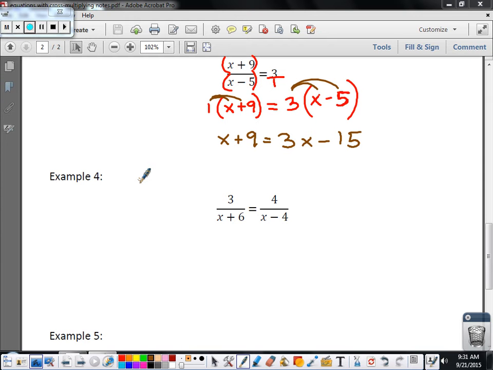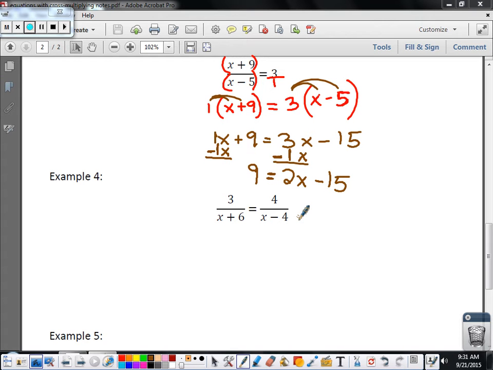So what is the invisible number in front of the x? 1. So how do I move 1x from this side over here? I subtract 1x. Good job. Subtract 1x. Subtract 1x. Bring down the equal sign. So on the left-hand side, I'm left with 9. 3x minus 1x is 2x. So 2x minus 15. Now what, guys? I'm going to add 15.